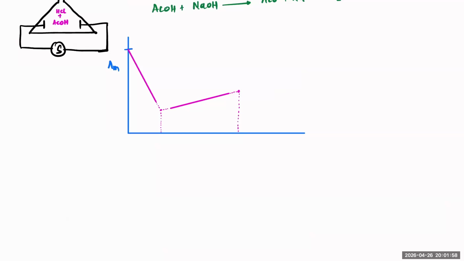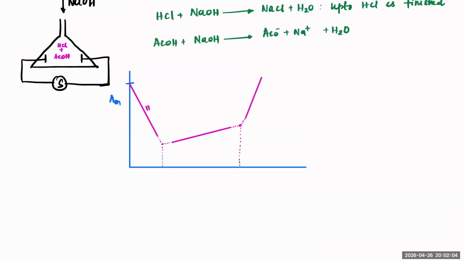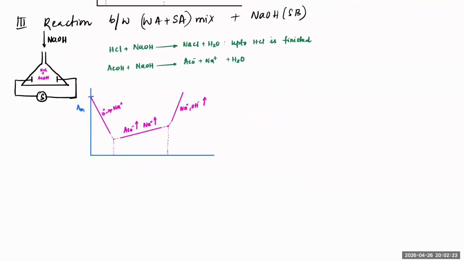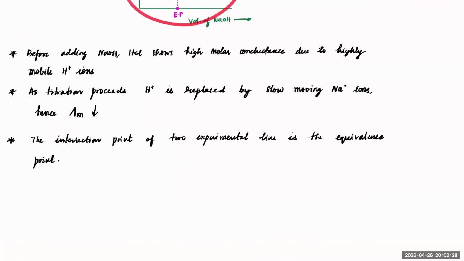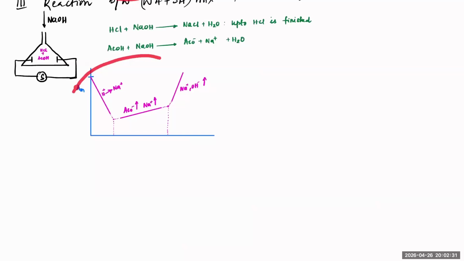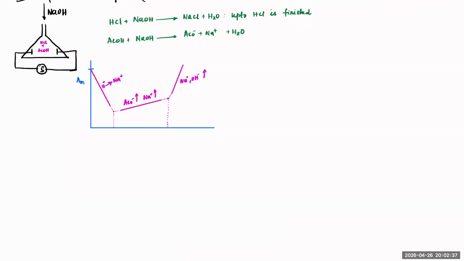And from there, it will further increase as usual because NaOH has been added. So same thing here: H plus is being replaced by Na plus. Here ACO minus and Na plus concentration are both increasing. That's the reason why lambda m is increasing. Here Na plus and OH minus concentration are both increasing. That's the reason why lambda m is increasing. So it is just a mix of these two, this graph as well as that graph. If you mix both of them, you will get this graph. Okay. So I guess the third part is clear, how it is working.